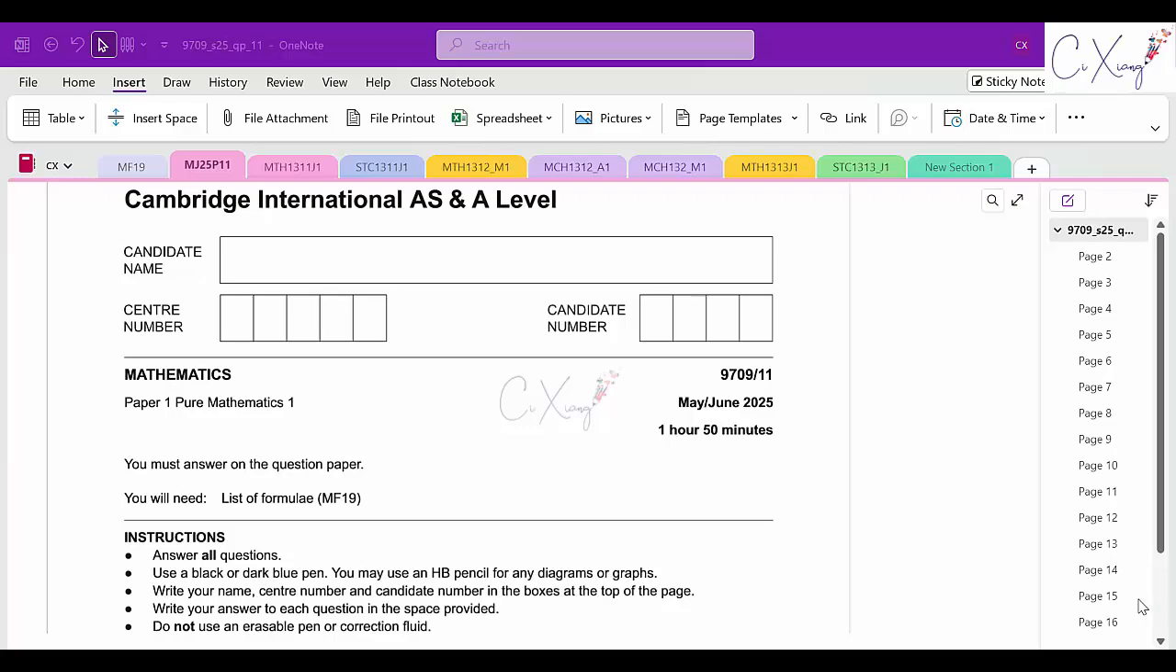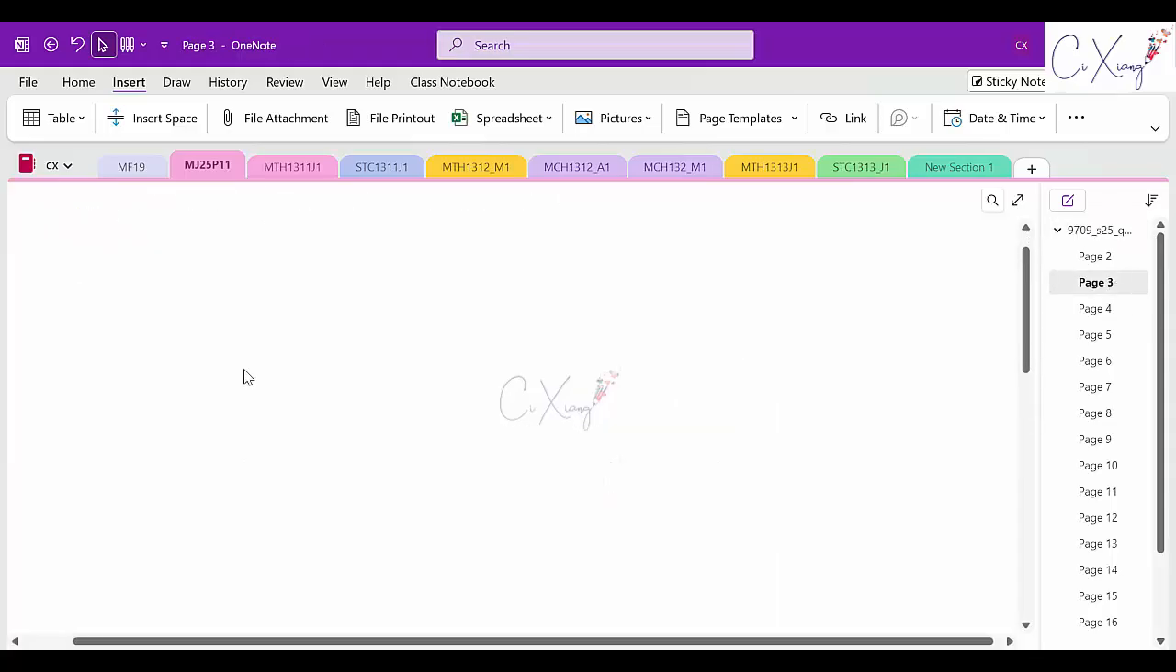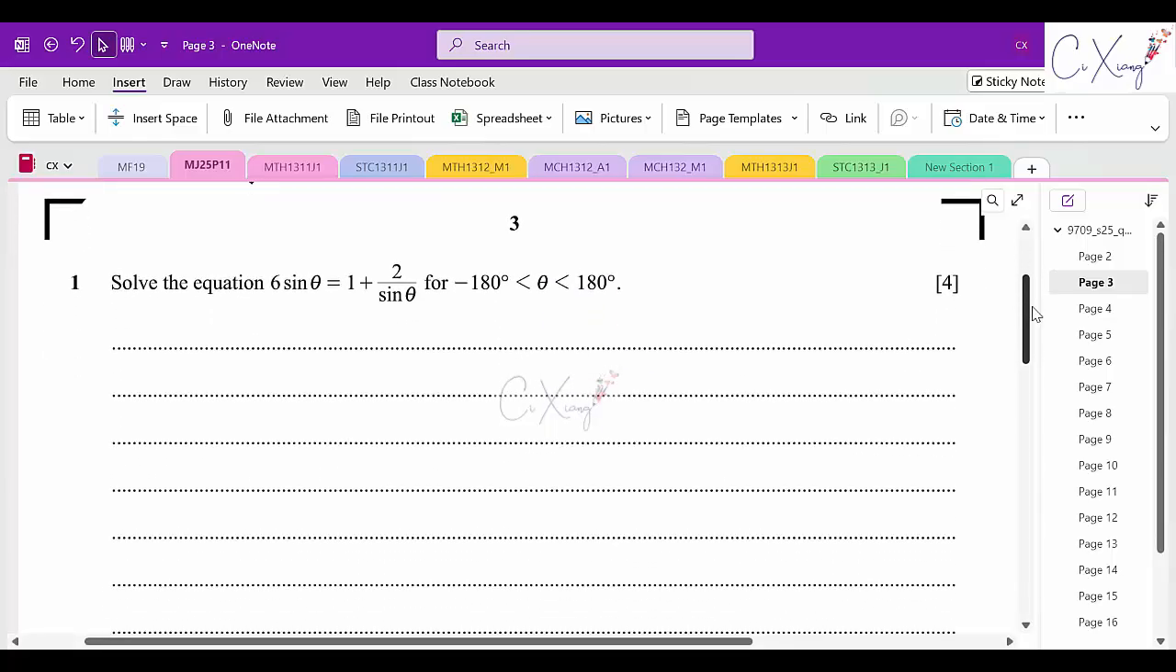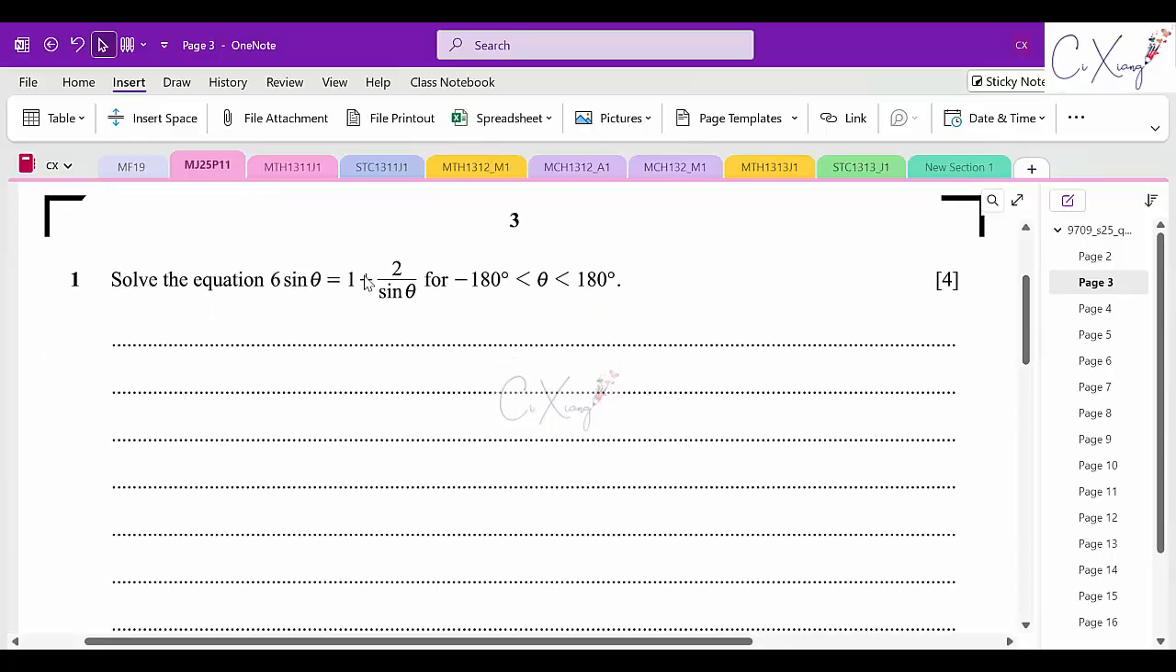Right, so for this video, we'll discuss the paper for May-June 2025, Pure Mathematics 1, Paper 1-1. So let's start with question number 1. They want us to solve this equation that involves sine theta, right? And theta must be between negative 180 and positive 180.